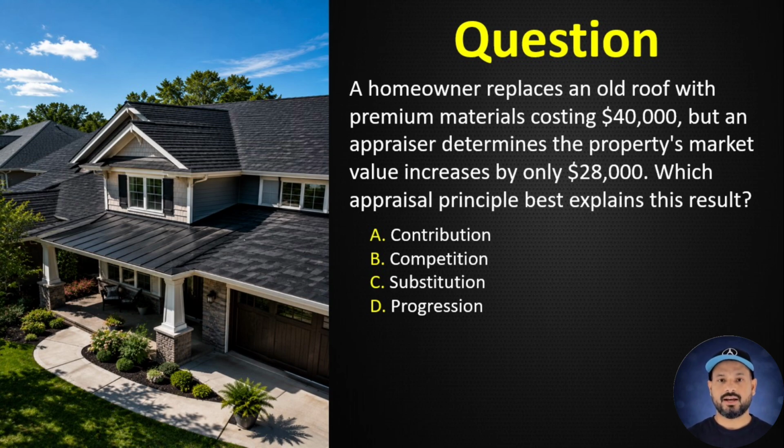Question number 35. A homeowner replaces an old roof with premium materials costing $40,000, but an appraiser determines the property's market value increases by only $28,000. Which appraisal principle best explains this result? A. Contribution. B. Competition. C. Substitution. D. Progression. Correct answer A. Contribution. The value of an improvement depends on how much it contributes to overall market value.